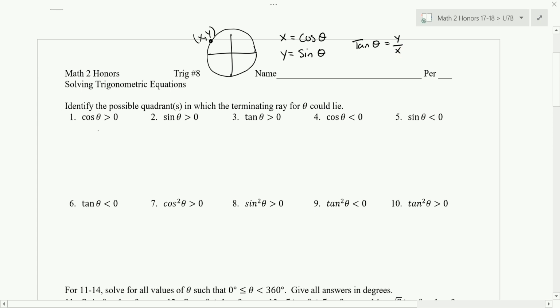So in number 1, our cosine is positive. It's greater than 0. And this is really saying, for what quadrants is x greater than 0? And that's true on the right side of the graph, so that's in quadrant 1 and quadrant 4. Number 2 is asking where's sine greater than 0, or where's the y value greater than 0? And that's the top half of the circle, so that'd be in quadrants 1 and 2.